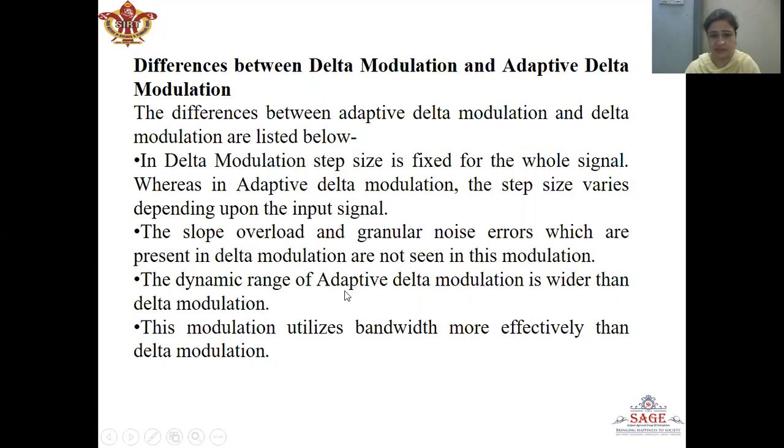Now, the difference between delta modulation and adaptive delta modulation. In delta modulation, step size is fixed for the whole signal, which I have already discussed in my previous lectures. Whereas in adaptive delta modulation, the step size varies depending upon the input signal. The slope overload and granular noise occur in delta modulation, whereas these errors are removed in adaptive delta modulation. The dynamic range of adaptive delta modulation is wider than delta modulation. Adaptive delta modulation utilizes bandwidth more effectively than delta modulation system.